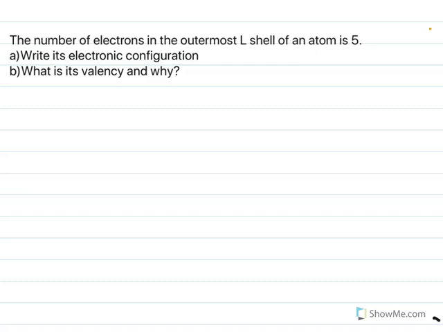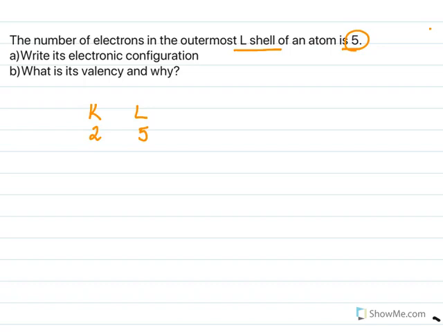The number of electrons in the outermost L shell of an atom is 5. What is its electronic configuration? So we have K, L, and in the L they said there are 5 electrons. So I put 5 here. So K must have been 2.